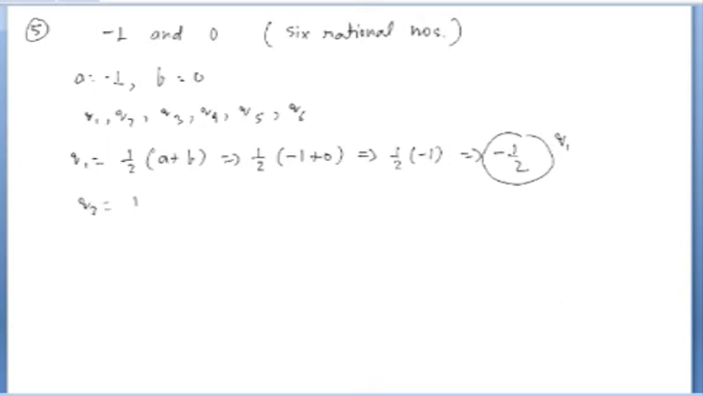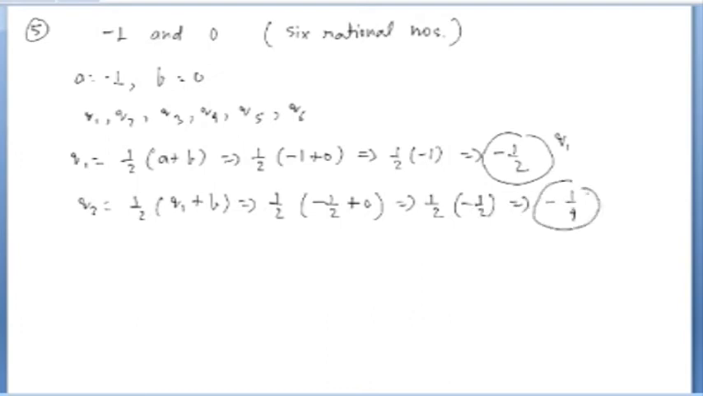Q2 will be 1 by 2 (Q1 plus b). So 1 by 2, Q1 is minus 1 by 2 and b is 0. So solve this, 1 by 2 and minus 1 by 2. So this will become minus 1 by 4. So this is our Q2.